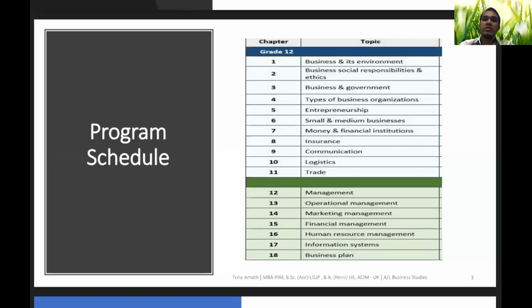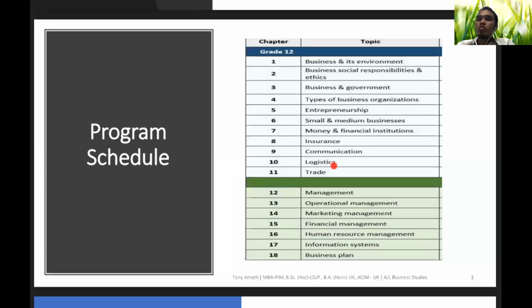So here you can see all the 11 chapters, starting from business, its environment, business social responsibilities and ethics, business and government, types of business organization, then entrepreneurship, SMEs, money and financial institutions, insurance, communication, logistics, and trade. So these are the 11 chapters that will be there for your grade 12 syllabus.